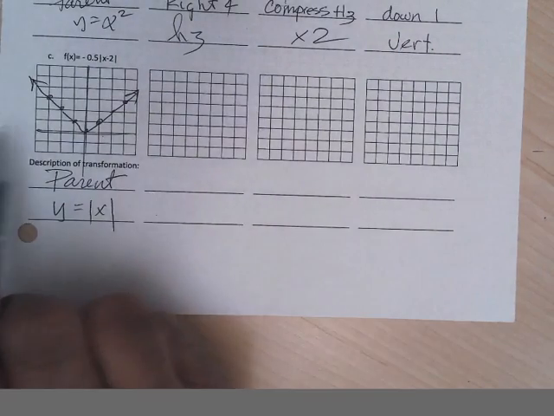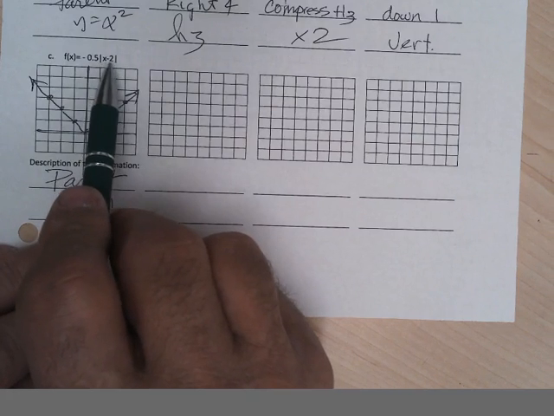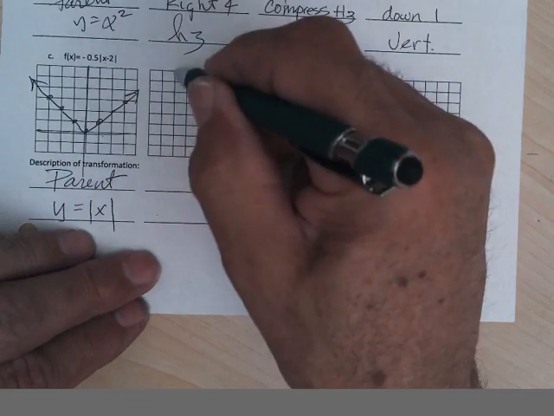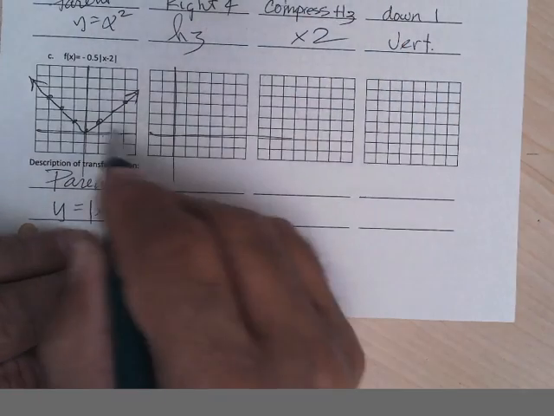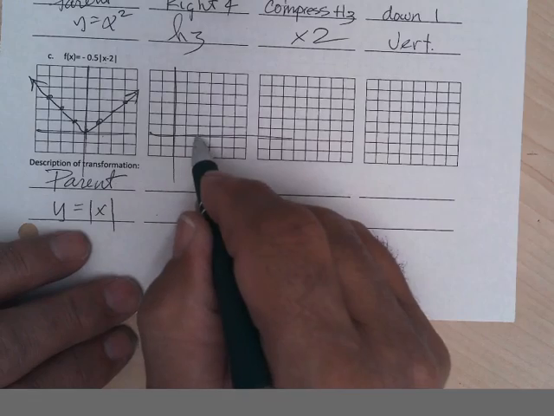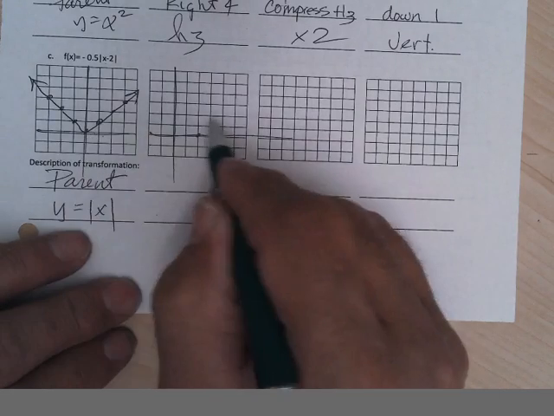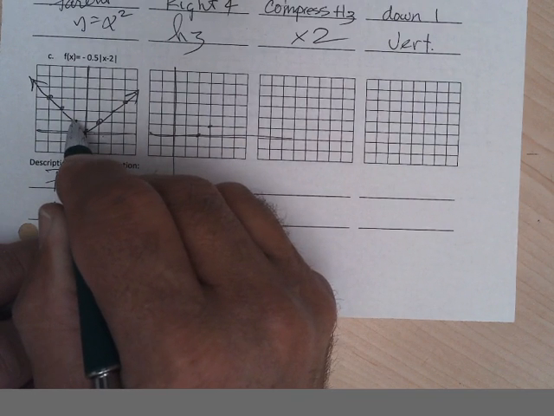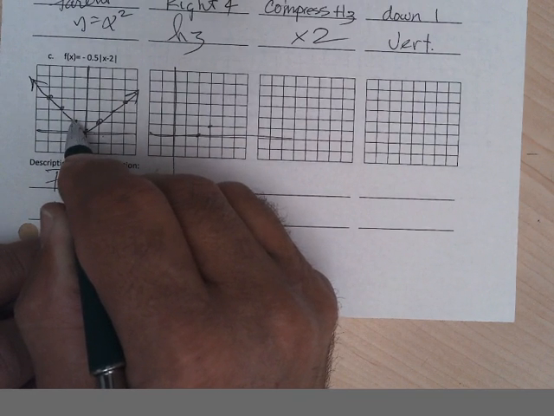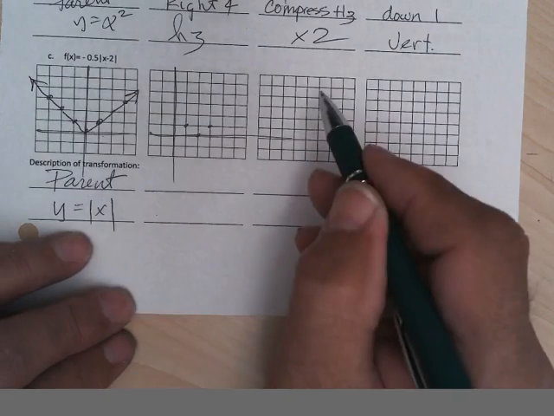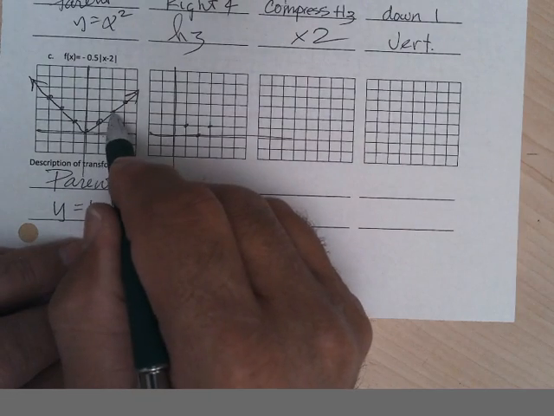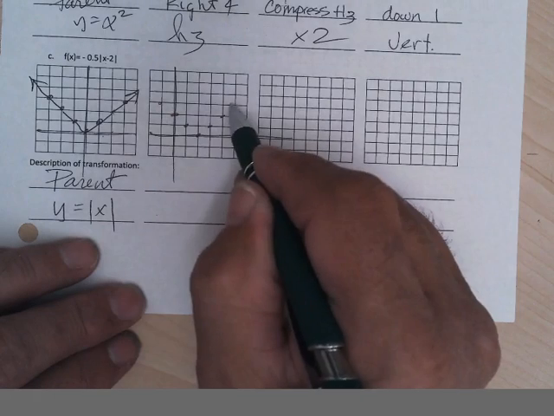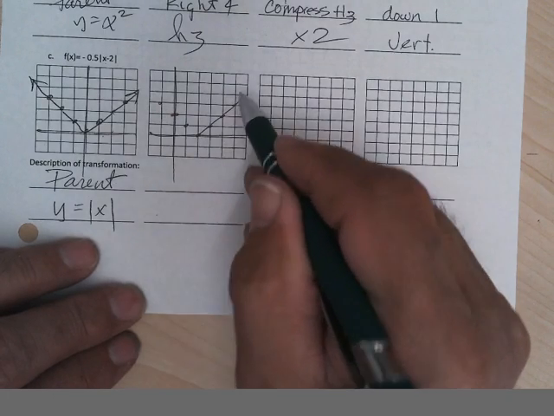Okay. I've been doing inside first, so I'm going to do inside first. So it's minus 2 on the x, so I got to move it plus 2. So 0, 0 goes to 2, 0. 1, 1 goes to 3, 1. Minus 1, 1 goes to minus 1 plus 2 is 1. 2, 2 goes to 4, 2. I hope you get the idea.